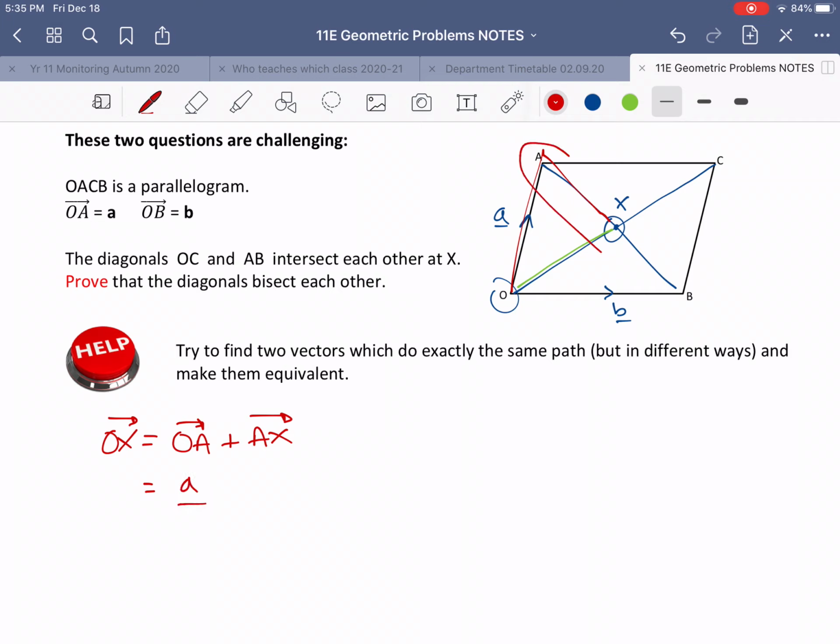Now, A to X, we know it should be half of A to B, but we can't say it's half A to B because that's what we're being asked to prove. So it is some fraction of AB, and that fraction I'm going to call lambda. So lambda lots of AB.